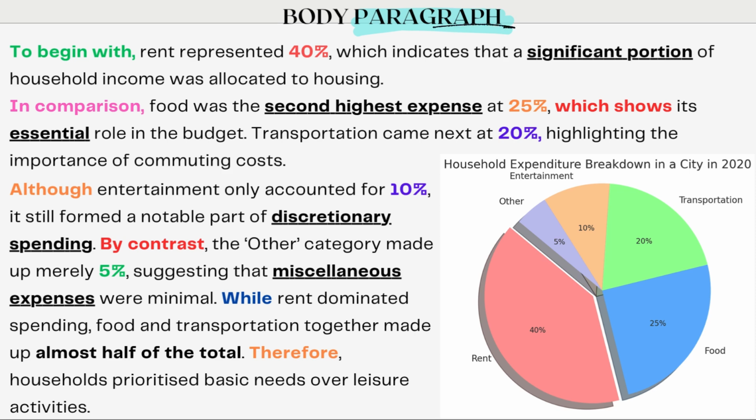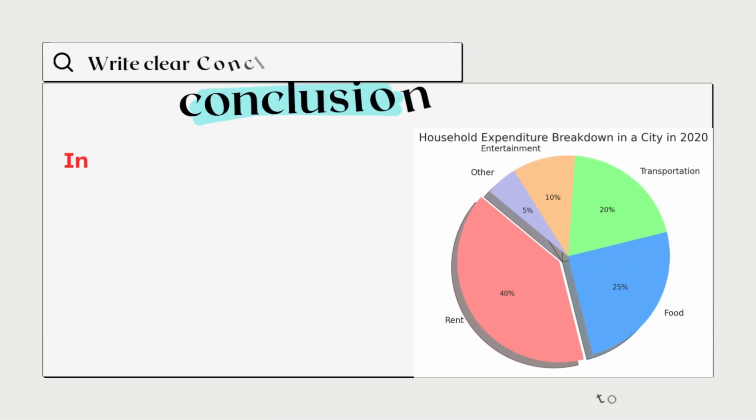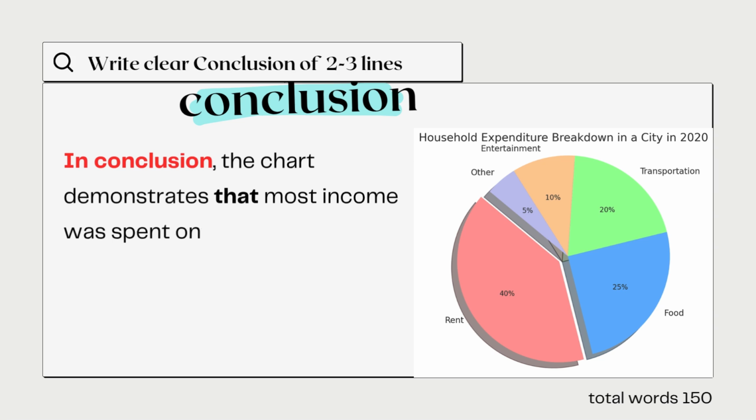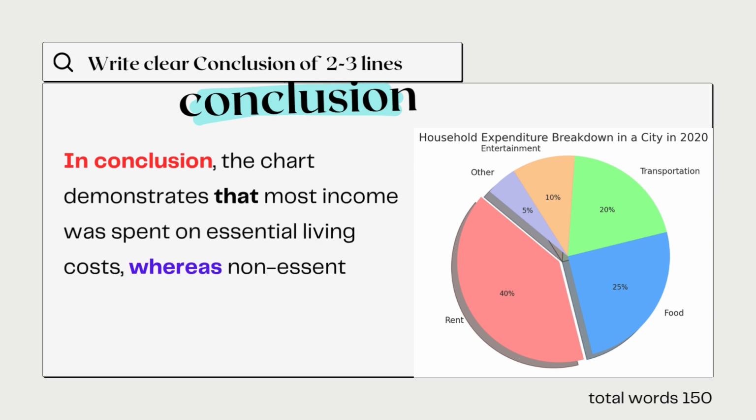Let's begin with the conclusion. How do we write conclusion? So, in most of the old videos, you can see that I have written to summarize or to sum up or in summary. Here I have written in conclusion. The chart demonstrates that the most income was spent on essential living costs, whereas non-essential were far less significant. So here this is the sum up of the whole writing task 1.